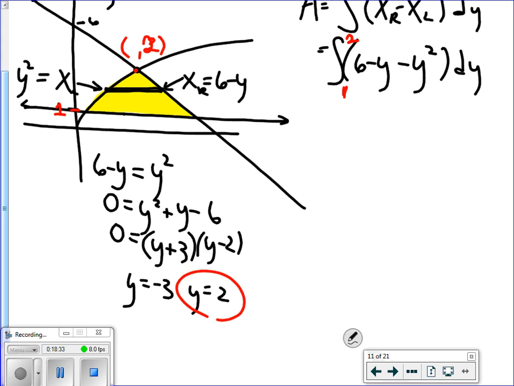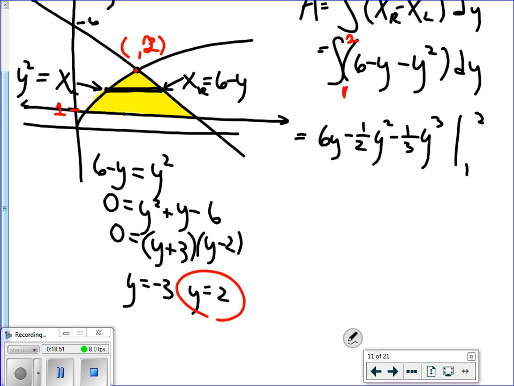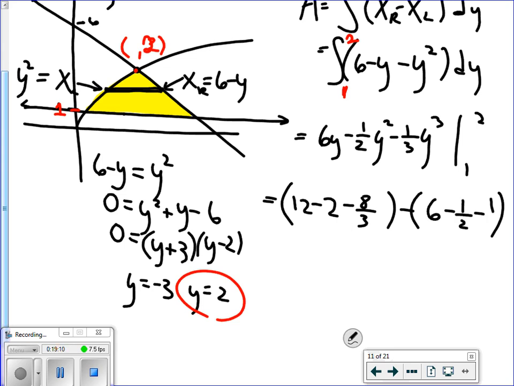All right, now we can get the exact area. We take the antiderivative. So it's 6y minus 1/2 y squared minus 1/3 y cubed from 1 to 2. We plug in the upper limit, the lower limit, and subtract. If we plug in the upper limit, 6 times 2 is 12, minus 1/2 of 4 is 2, minus 8/3. We plug in 1, we have 6 minus 1/2 minus 1/3.